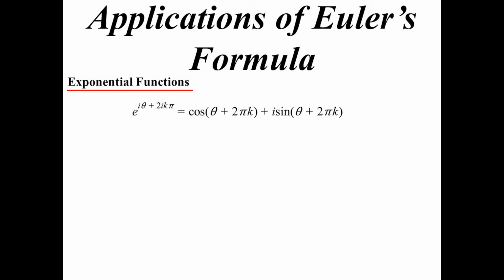So I could add to the argument multiples of 2π, where k is an integer. So it will end up being cos θ plus i sin θ if k is an integer. In other words, e to the i(θ plus 2kπ) is the same as e to the iθ. Again, we go around the circle, bang, we're in the same spot.